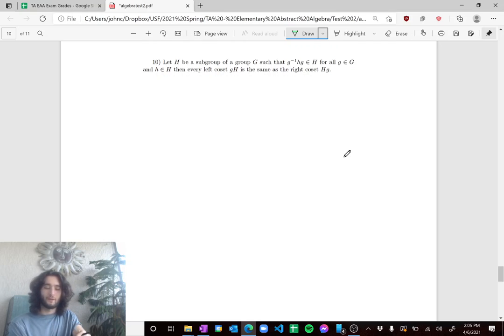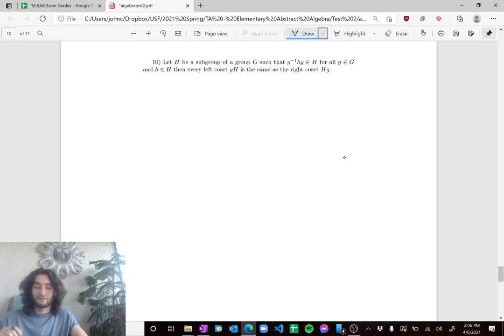And almost finally, number 10. Let H be a subgroup of G so that conjugating any element of H by any element of G keeps you in H. Right? So G inverse h G is still in H for any g and for any h. So we have a subgroup H with that property. It's closed under conjugation, you could say.